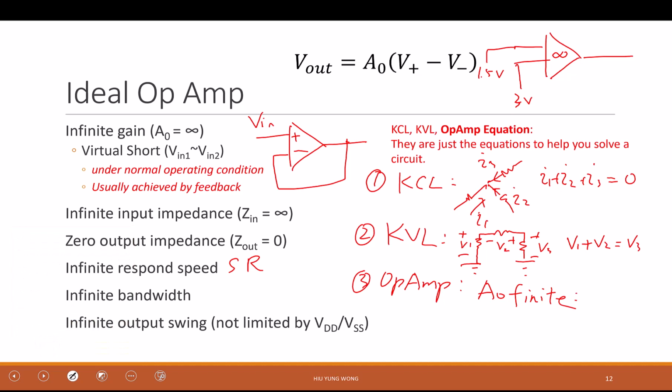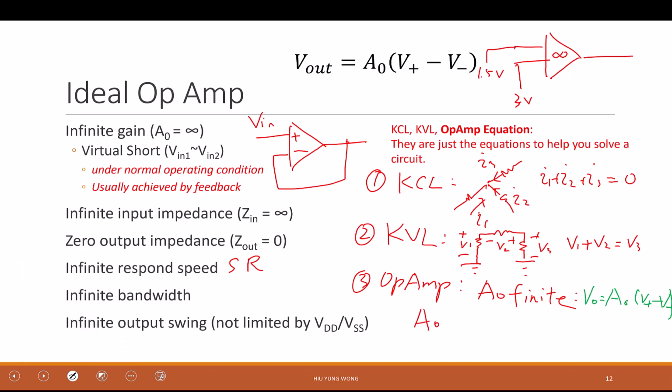What equation did we just say? The one on the top. V out equals A0 times (V plus minus V minus). Is that okay? Right? And you're very fast.